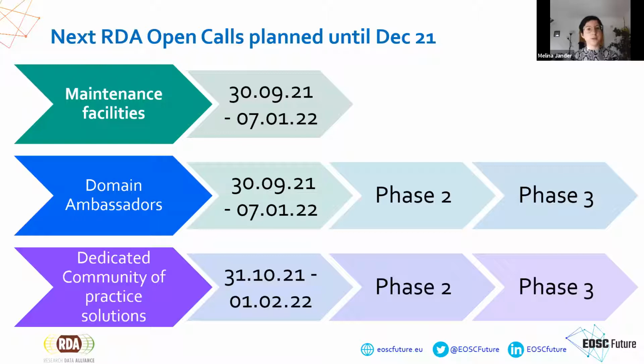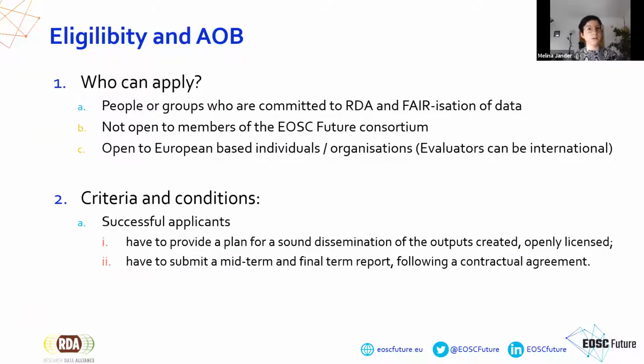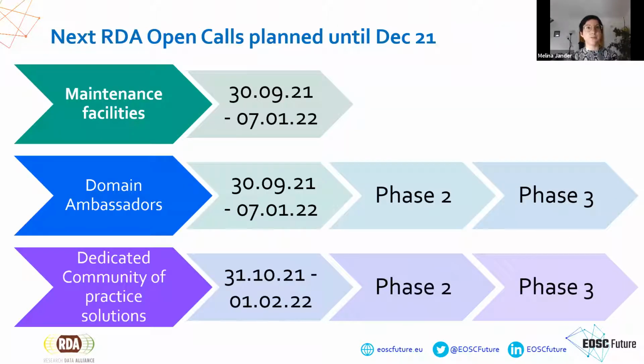Unlike most of our calls, this maintenance facilities call will be put out only once, awarding one grant of a maximum of 40,000 euros. And the estimated duration of the activity for the group that is awarded the grant is 8 to 12 months, with an approximate start date in early 2022.